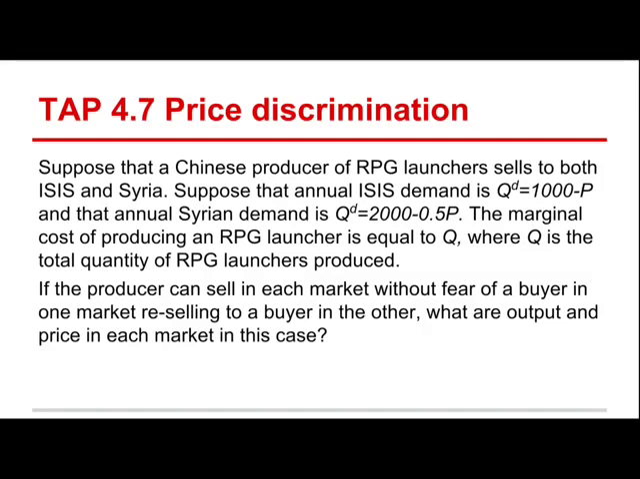So here's that next one. I don't know that there was as much problem with this one as the one before, but this one can be a hard one. Suppose, again, that we've got this Chinese producer that can sell to both ISIS and Syria, no worry about resale. What the nuance here is that now marginal cost depends on the quantity produced, Q, which is the combination of the Q, the quantity sold to ISIS and the quantity sold to Syria.